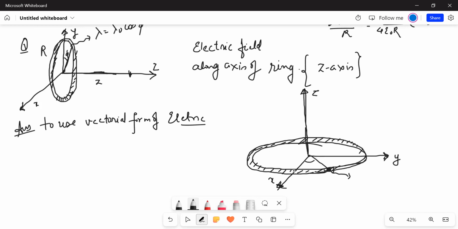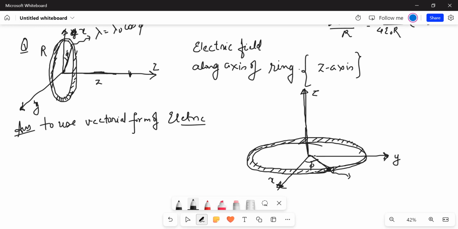I think an angle was given. Let us say this is x and this is y. X cross y would give you the z axis. Let us take this angle as phi.